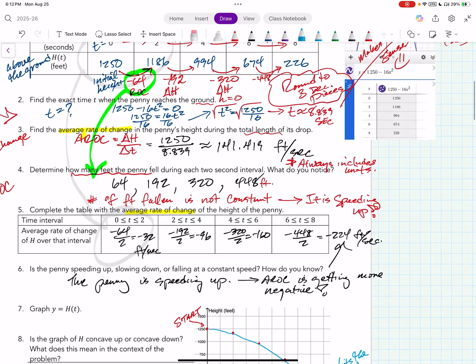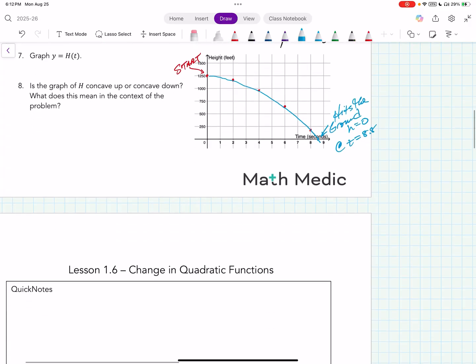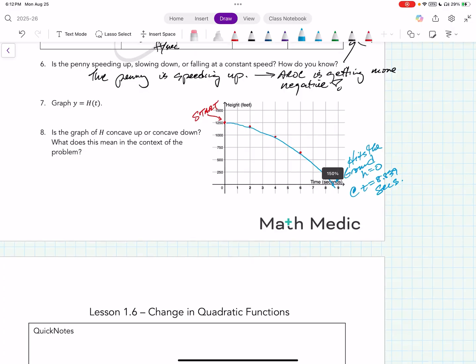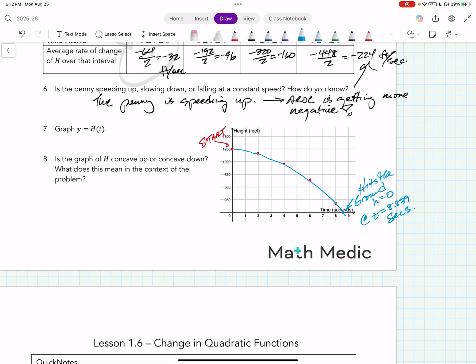What was it at the top? We counted 8.839, so 8.839 seconds. Okay, and notice this right here. Let's answer the question. Is the graph of h concave down or concave up? And what does this mean in the context of the problem? Okay, well, it's obviously concave down. Okay, CC is concave, and if you use the down arrow, that means concave down. Okay, it opens downward, guys. So first of all, it's concave down.